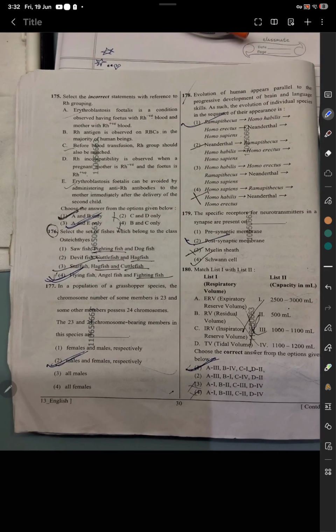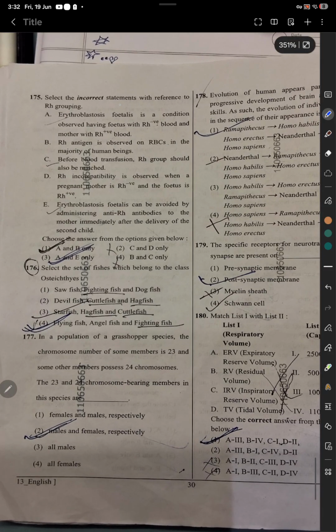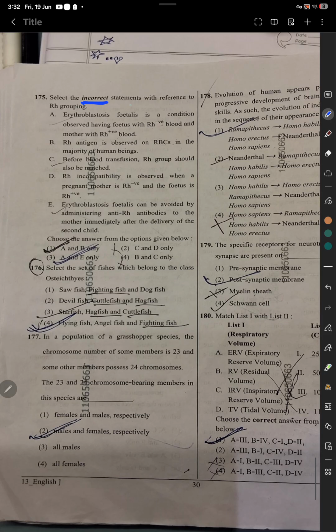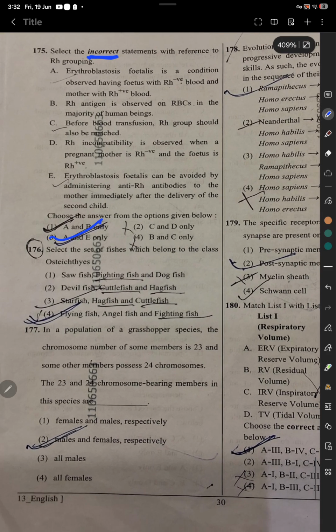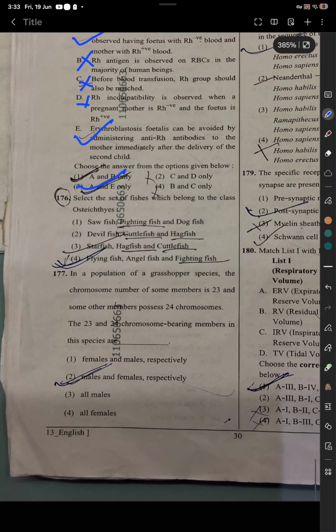So first, question 175, select the incorrect statement with the reference to RH grouping. So option number 3 is correct. A and E are correct. B, C and E are not correct. Then question number 176, select the set of fishes which belong to the class Osteichthyes. So option number 4 is correct. Flying fishes, angelfish and fighting fish.